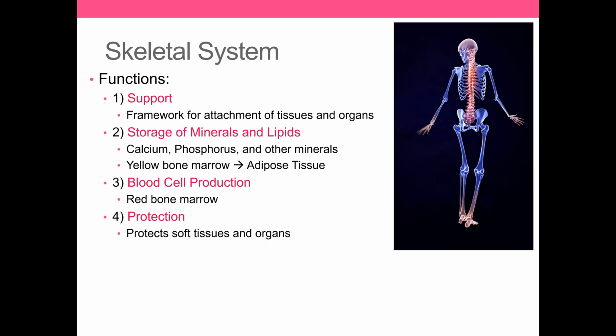The skeleton also acts for protection. It protects the soft organs and tissues of the body. For example, your brain is protected inside your skull. Your heart and lungs are protected inside your rib cage. Some of your lower abdominal pelvic organs are protected inside of your pelvis, etc.